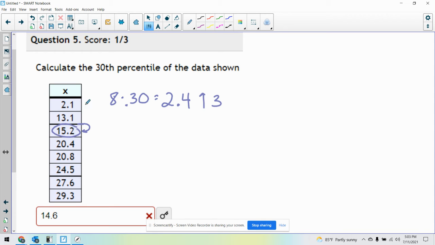So the 30th percentile is just going to be 15.2.